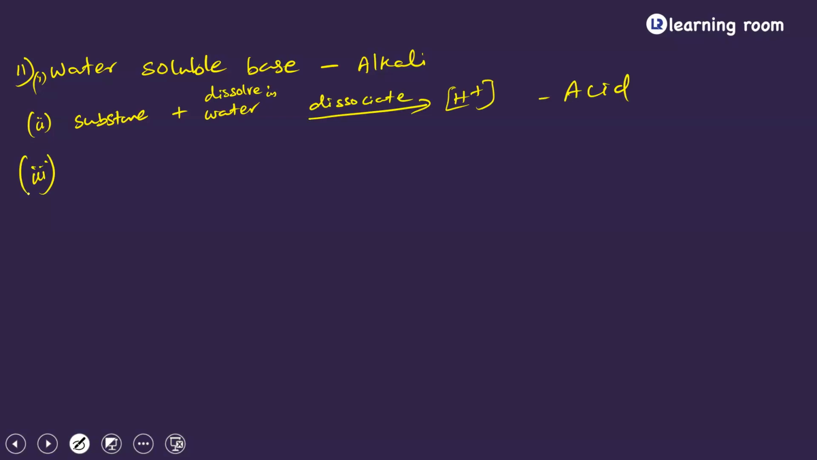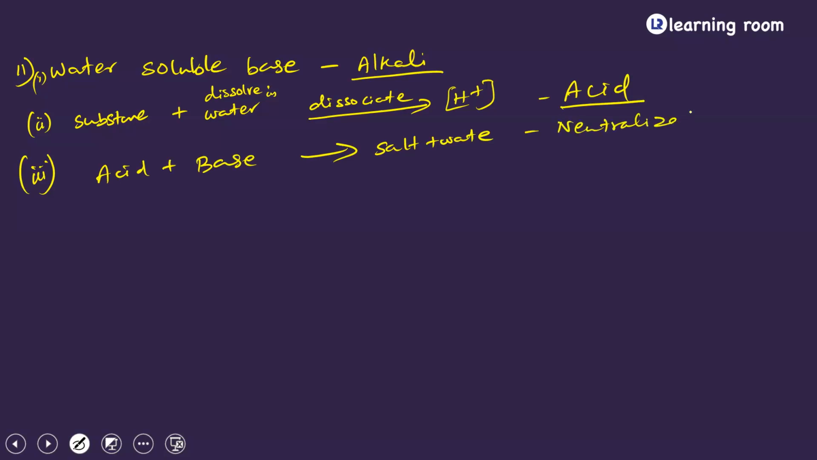At the third question, a reaction between acid plus base gives salt plus water. Then what is this reaction? Neutralization. Very good. And then a substance which dissociates on dissolving in water to produce hydroxide ion. What? Base.